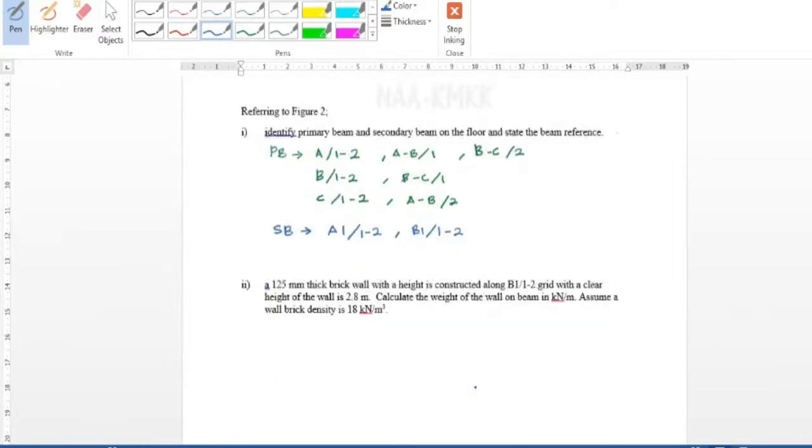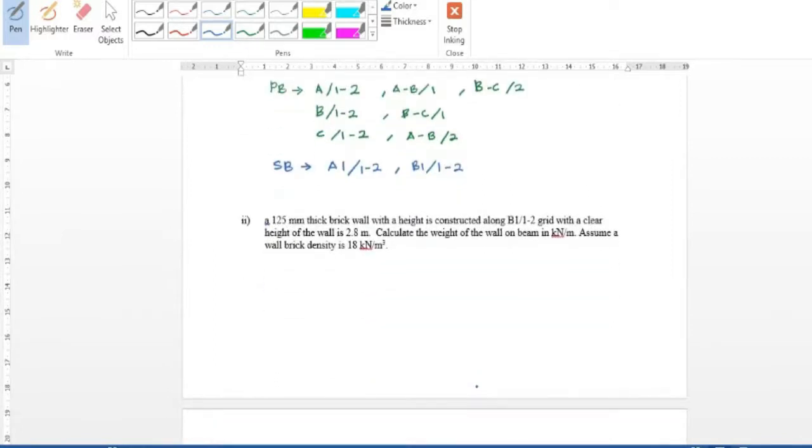So next, a new exposure to you. Here we have a 125 millimeter thick brick wall constructed along beam B1, row 1, 2, with a clear height of the wall of 2.8 meters. Calculate the weight of the wall on the beam in kilonewton per meter. Assume the wall brick density is 18 kilonewton per meter cube.